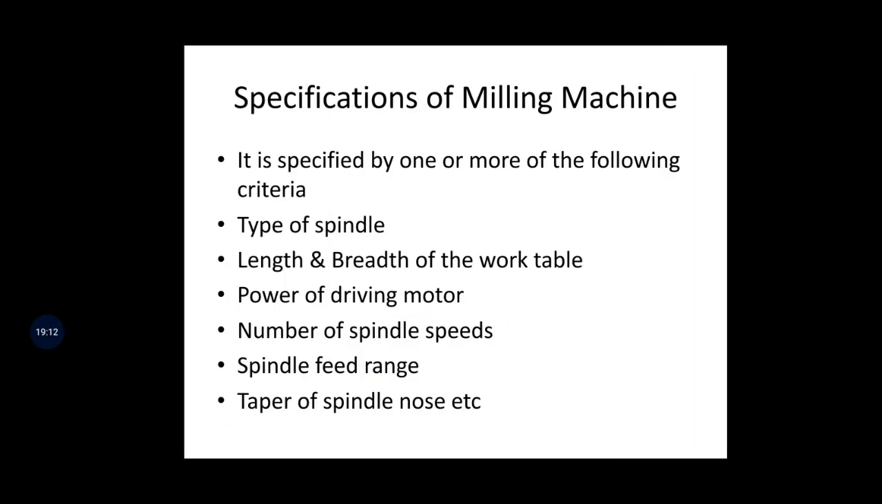Next, specification. How can you specify a milling machine? The criteria are, first, the type of spindle. Next, the length and breadth of the work table, power of the driving motor, number of spindle speeds, spindle feed range, taper of the spindle nose, etc. These are the criteria by which we can specify the vertical milling machine.